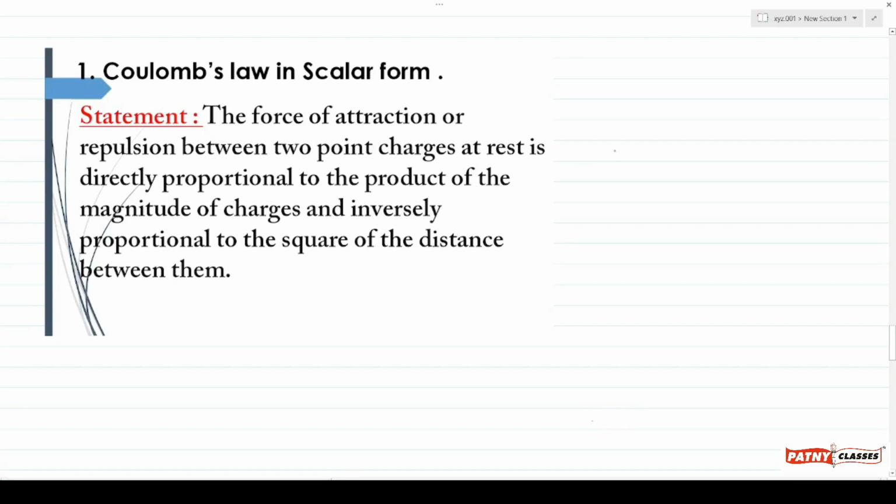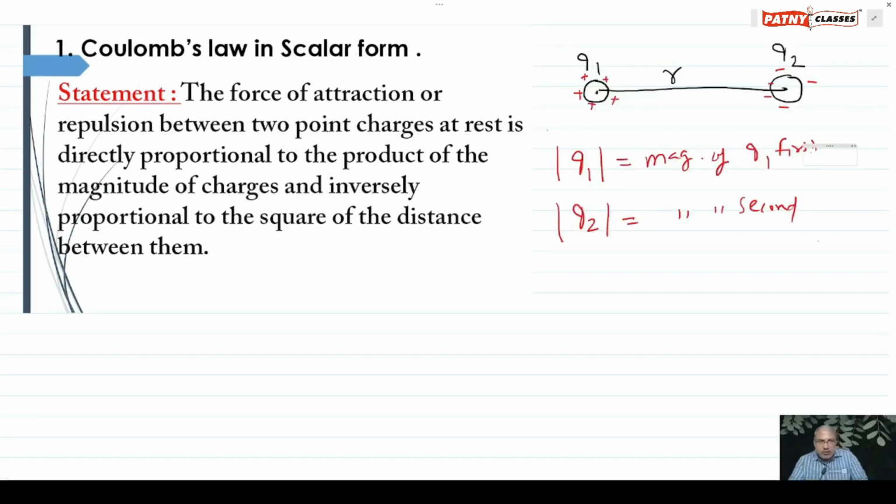Now, to understand Coulomb's law in scalar form, consider two charges. This is the first charge and the second charge. The magnitude of charge is Q1, a positive charge. Present charge on the body is positive. And it is a negatively charged body, and charge on this is Q2, that is minus Q2. Irrespective of the symbol, either plus or minus, we take here only the magnitude.